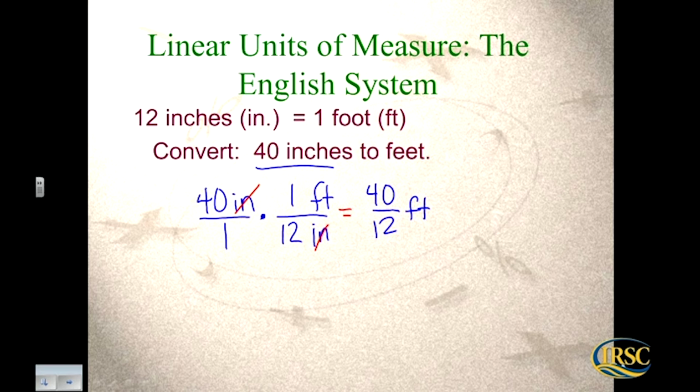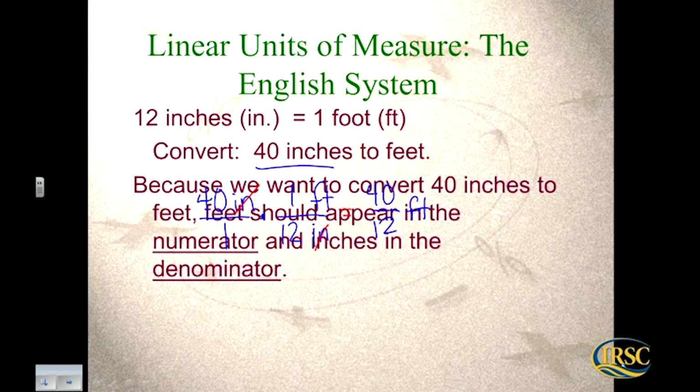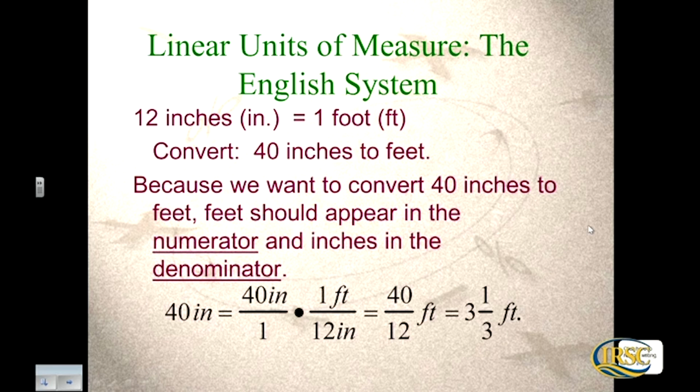And so simplifying across, I got 3 1/3 feet because 12 goes into 40 with a remainder of 4. And then 4 over 12 reduces to 1/3. Okay, so because we want to convert 40 inches to feet, feet should appear in the numerator and inches in the denominator of that unit fraction.